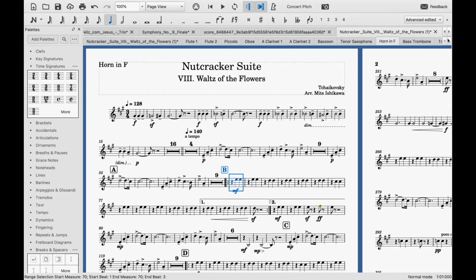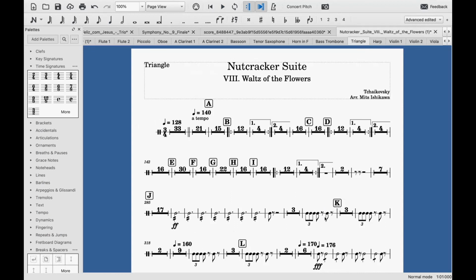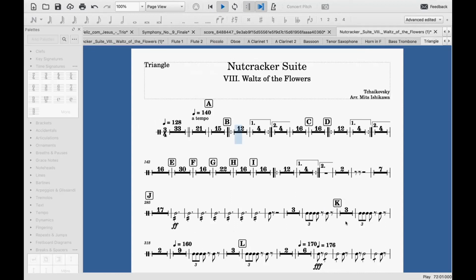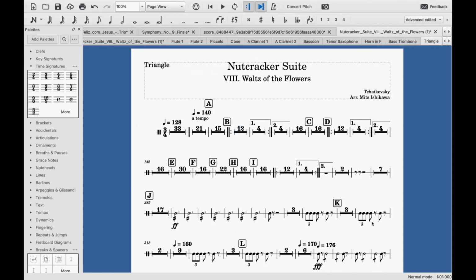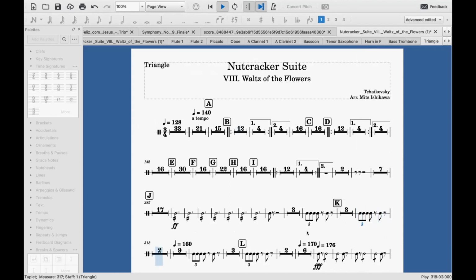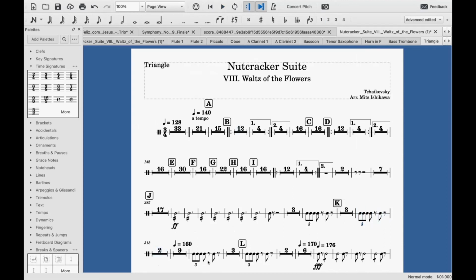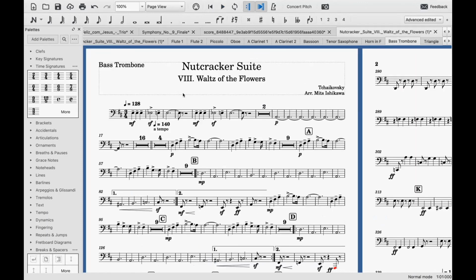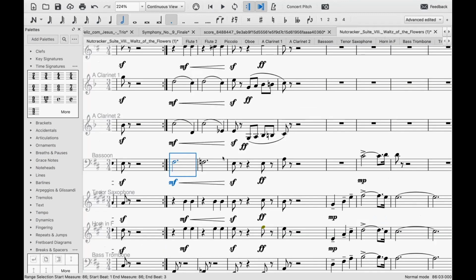Let me try another one, the triangle. The triangle is really funny. It's just silence there. And then again, maybe here. It's just a triangle.